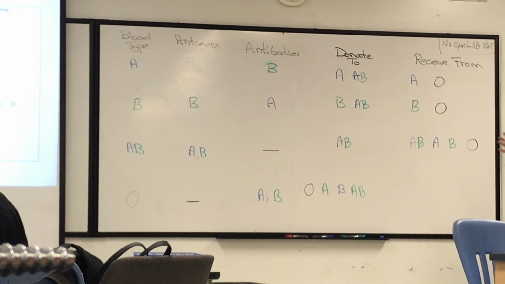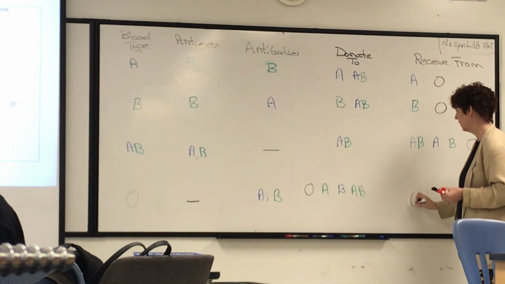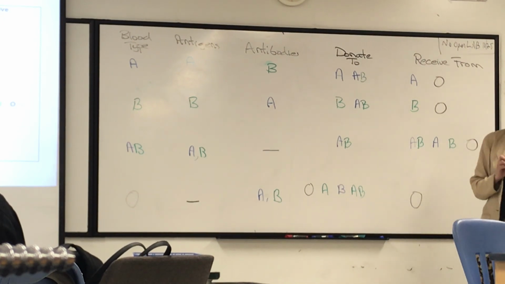Now, any questions on that? Okay, you just have to remember which way you're looking at this side of the coin as far as where the antibodies are. All right, if I have blood type O, what antibodies do I have? Both A and B. So can I receive A? B? AB? Nope. So all I can receive is myself, and that's blood type O.